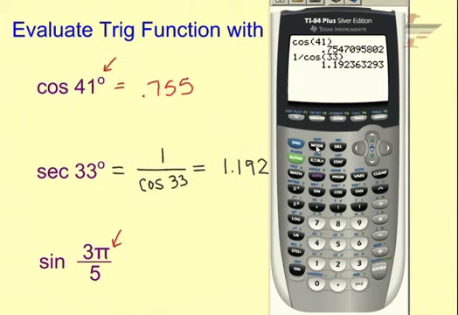So now I'm in radian mode, and we want to do sine, we have a sine button, of 3 pi over 5. My calculator automatically gives me the parenthesis up there. If your calculator does not do that, using parentheses is really helpful on this. So if I do 3 pi divided by 5, and then I close my parenthesis, this will give us the radian measure, which is 0.951.